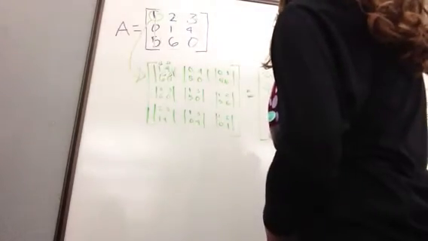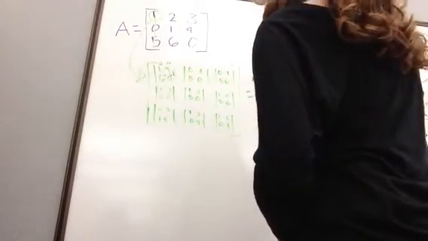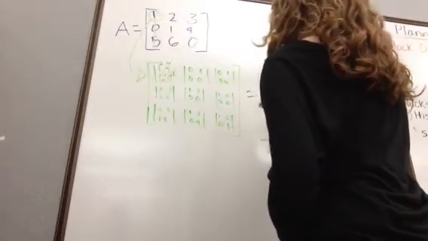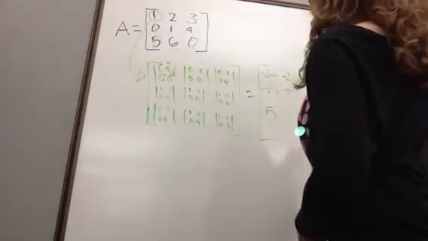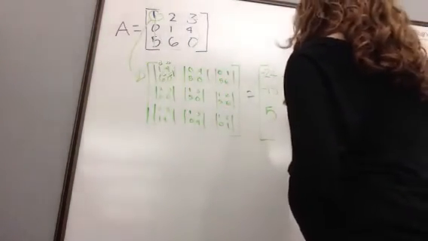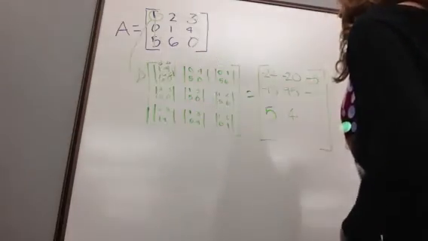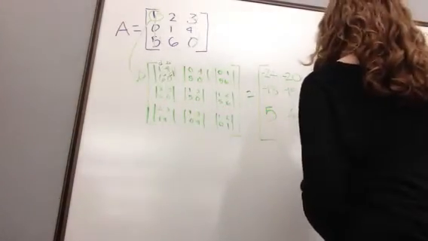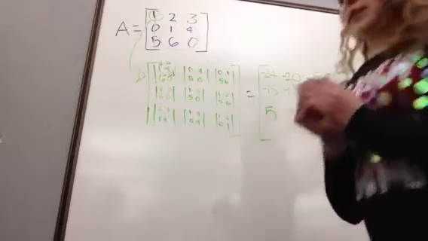And 2 times 4, which is 8, minus 3 times 1, which is 3, so that would be 5. 1 times 4, which is 4, minus 0, so that would be 4. 1 times 1, which is 1, minus 0 would be 1. And then Sammy's going to explain your next step.